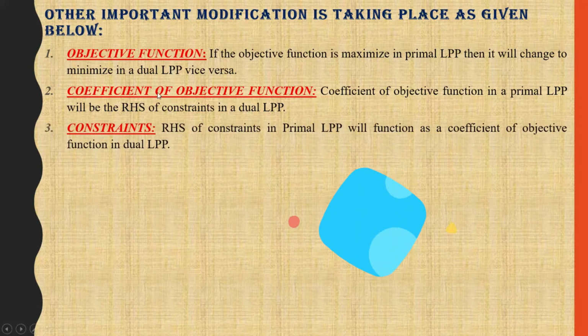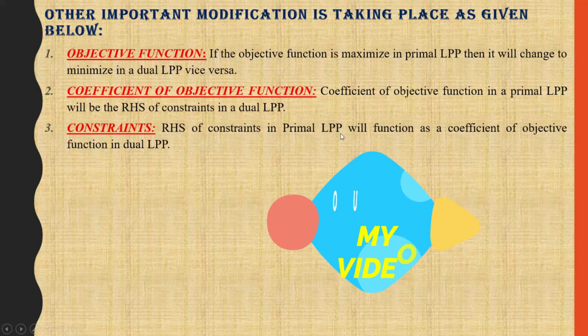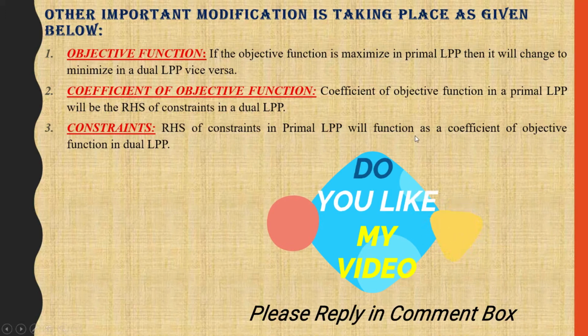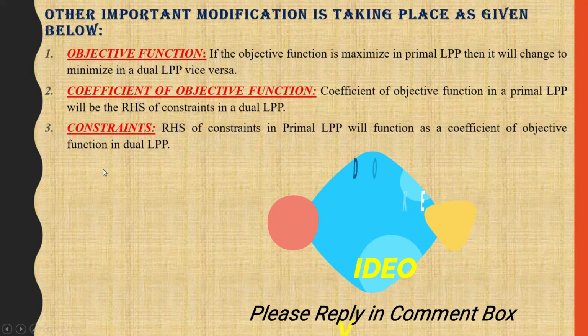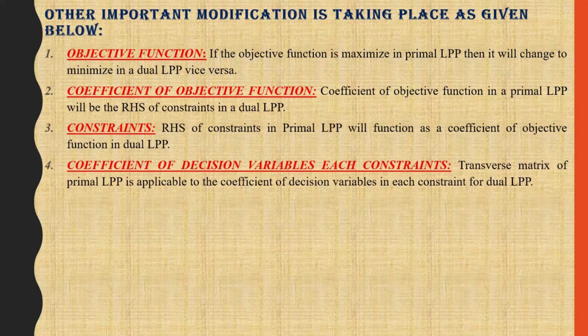Similarly, the right hand side of the constraints in a primal LPP will function as the coefficients of the objective function in the dual LPP. Next, the coefficients of decision variables in each constraint. It's very simple. We just have to take the transpose of the matrix of the primal LPP, which gives the coefficients of decision variables in each constraint for the dual LPP.